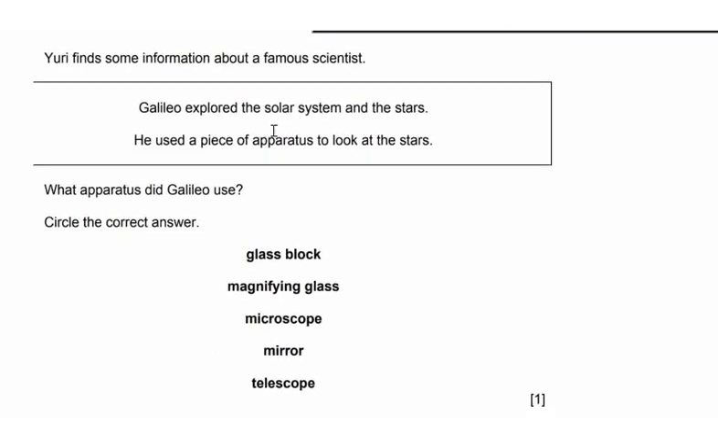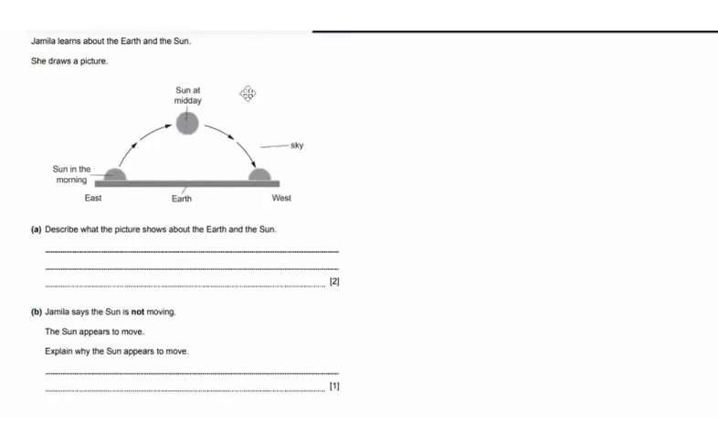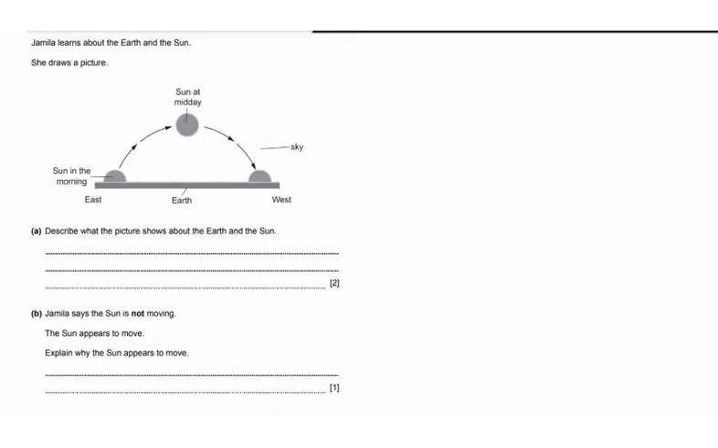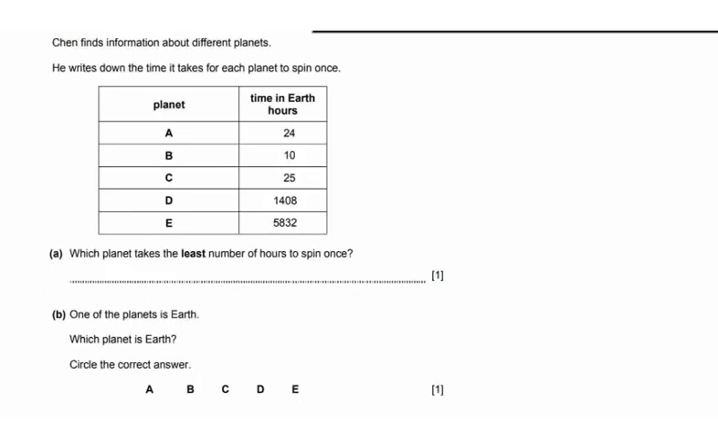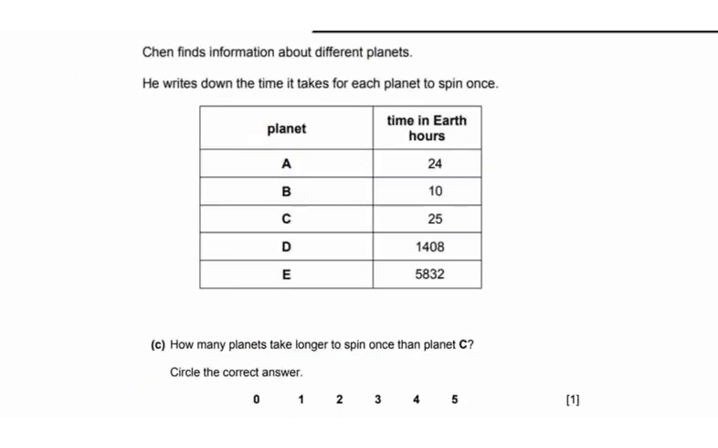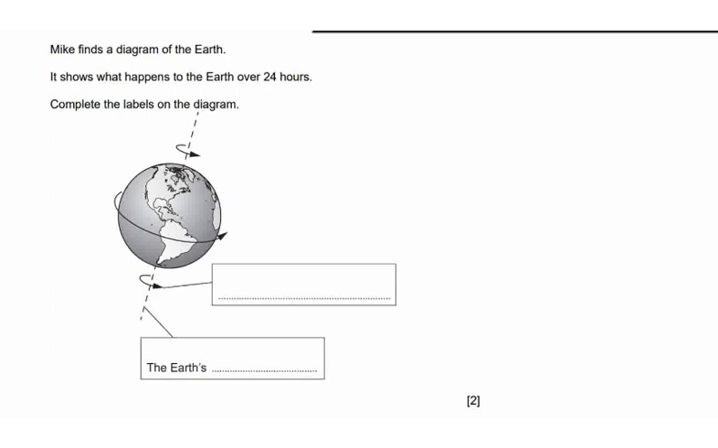We'll scroll over all the questions first, so you may take a screenshot. This is question number 1. This is question number 2, A and B. This is question number 3, A and B. This is question number 4, A and B. This is question number 5, A and B. This is question number 5C. This is question number 5D. This is question number 6.